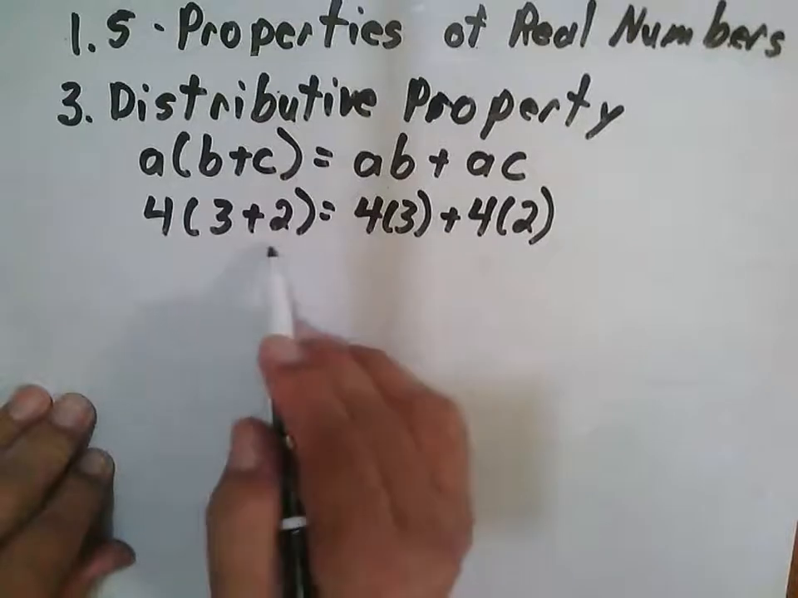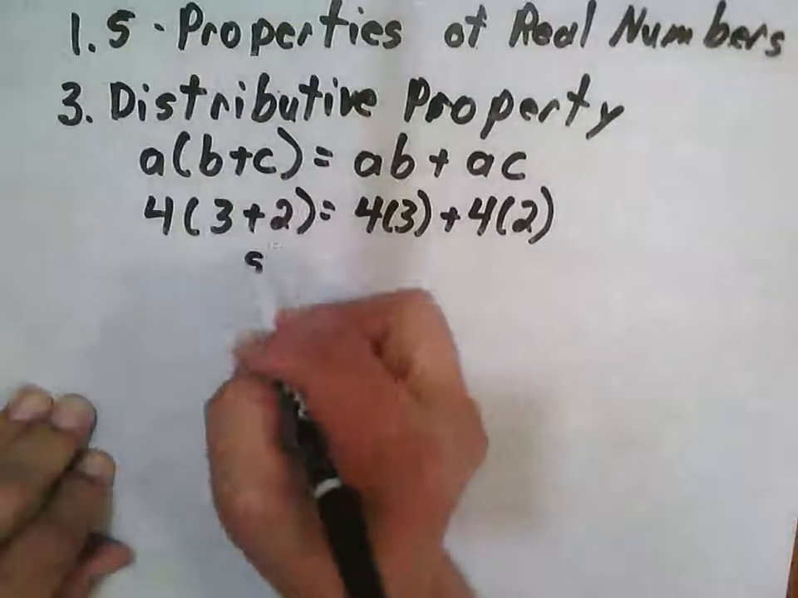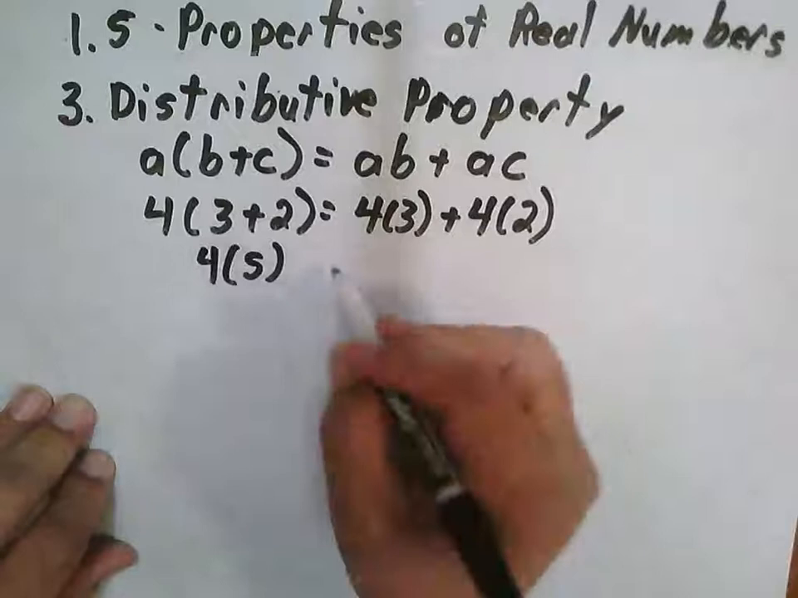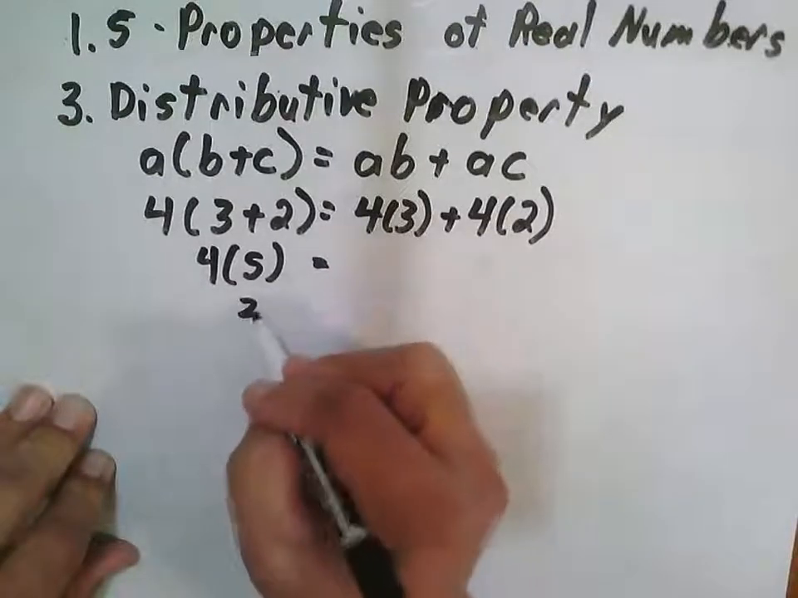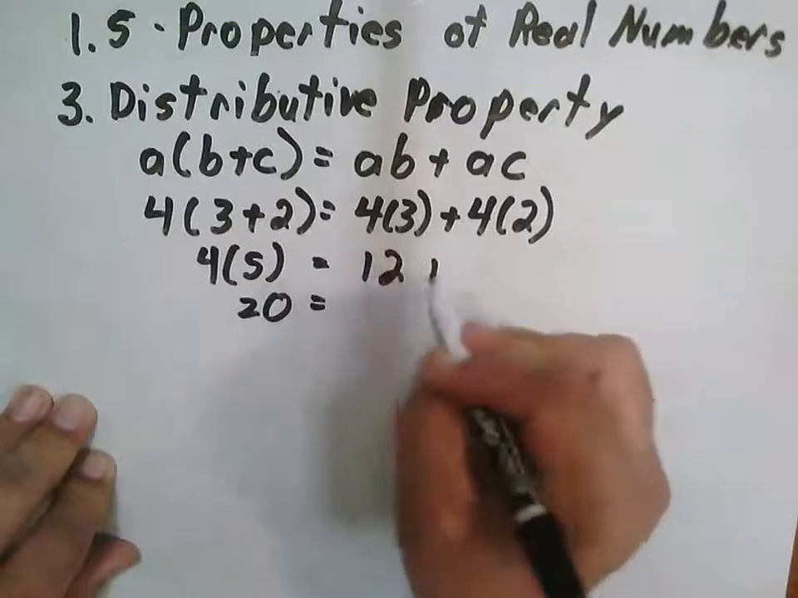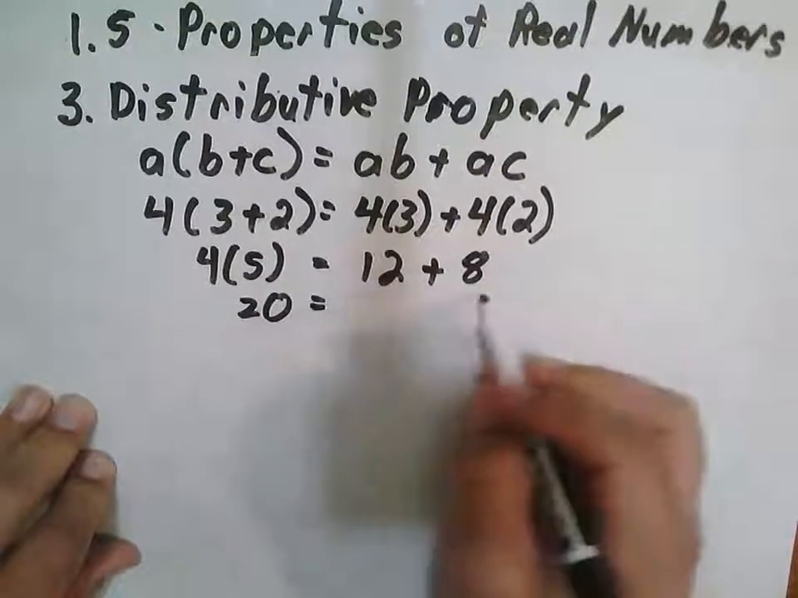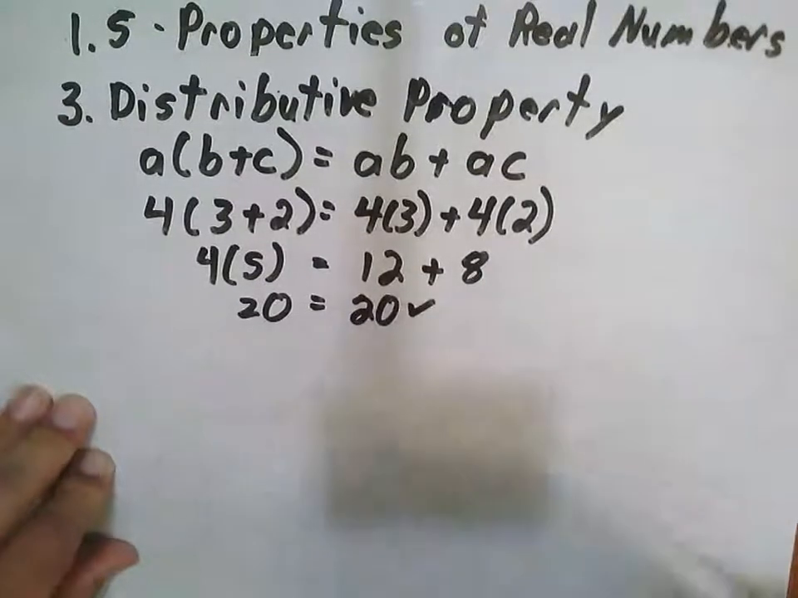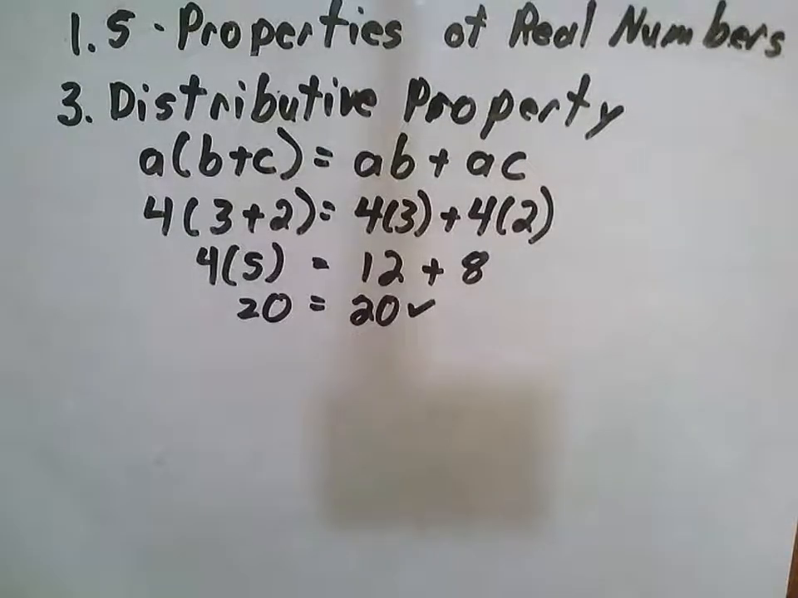Once again, let's just work this out and see if that works. Once again, following PEMDAS, let's work what's inside the parentheses. That's telling you that it's going to be 4 times 5. We'll go ahead and work that out. That's going to be 20. 4 times 3 is going to give me 12 plus 4 times 2, which is going to be 8. 12 plus 8 is going to put me back at 20. So it's very, very similar. Or not similar, it's the exact same thing.